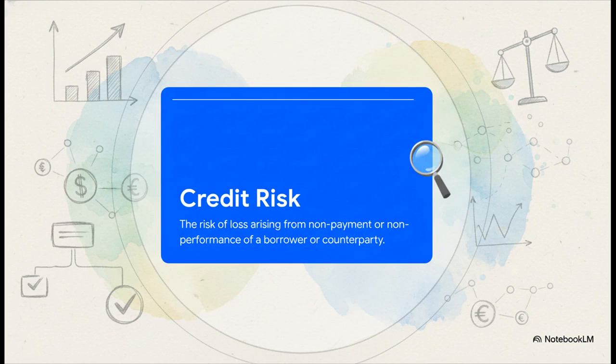Okay, so what is it officially? Well, credit risk is basically the danger that you're not going to get paid back. It's the risk that the person or the company you lent money to just doesn't pay it back, or they fail to hold up their end of the bargain. It's the risk of getting stiffed, plain and simple.